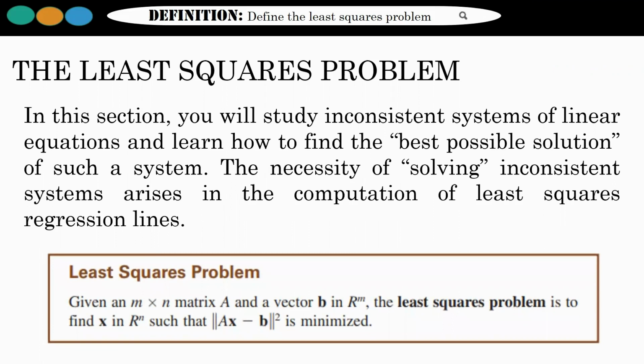So for the least squares problem, given an m by n matrix A and a vector b in R to the n power, the least squares problem is to find the x in R to the n power such that the norm of Ax minus b squared is minimized.